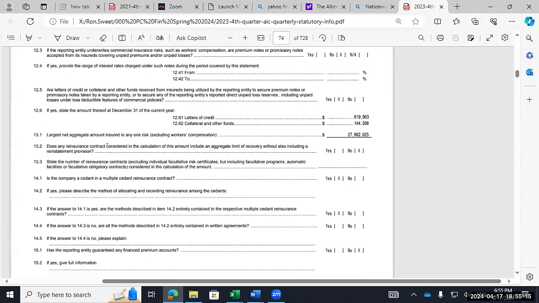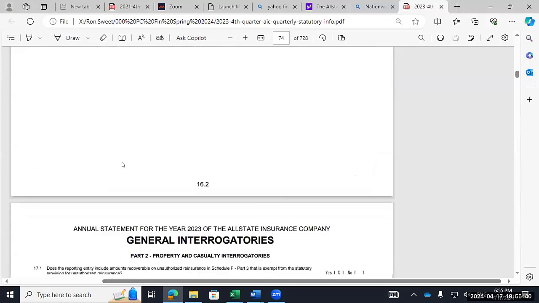Does any reinsurance contract considered in the calculation of this amount include an aggregate limit of recovery without also including a reinstatement provision? Does that sound interesting to you? It sounds like when I filed my taxes for my charity, they have like 50 questions you have to answer. It's like, guess what I do now? If I said no last year, I'm saying no this year. I don't read the questions again. I'm just hoping it's the same answer.